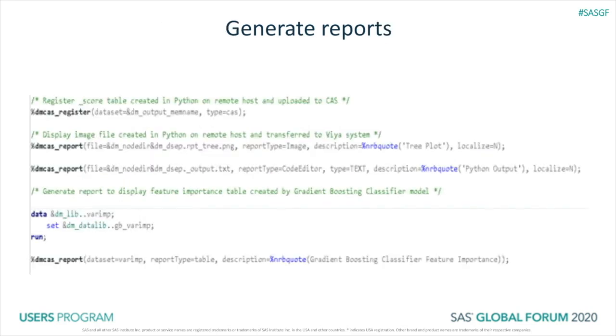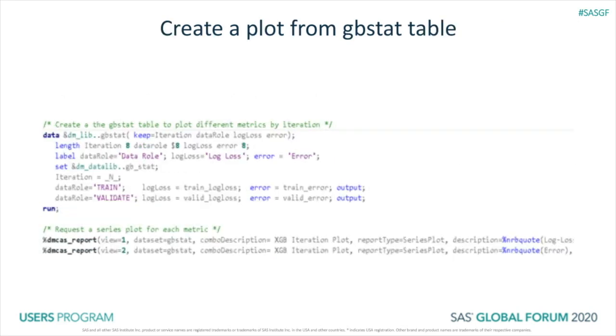Finally, we create custom reports that display the tree plot and output files created on the remote Python system. We will also generate a report to display the feature importance table generated by the XGBoost model. The DMCAS report macro is used to register and describe the tree plot image, Python output file, and feature importance table. Sometimes images and plots generated in Python and displayed in Model Studio can have a readability issue because of resolution.